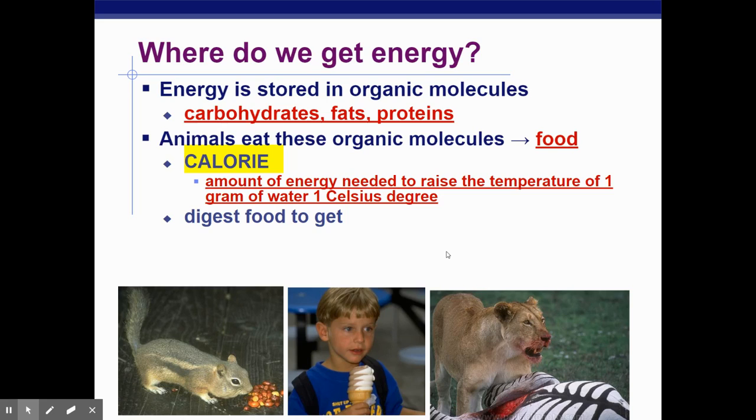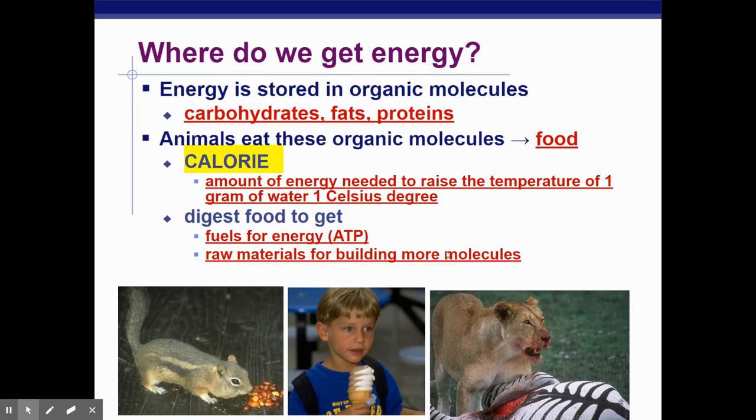Okay, and then we have to digest our food to get the fuel for energy, our ATP. And we need some raw materials for building more molecules. We have to break down these molecules to make new ones. We need to be able to make other carbohydrates, other fats, proteins, and nucleic acids because our body is using them all and we need to make more.